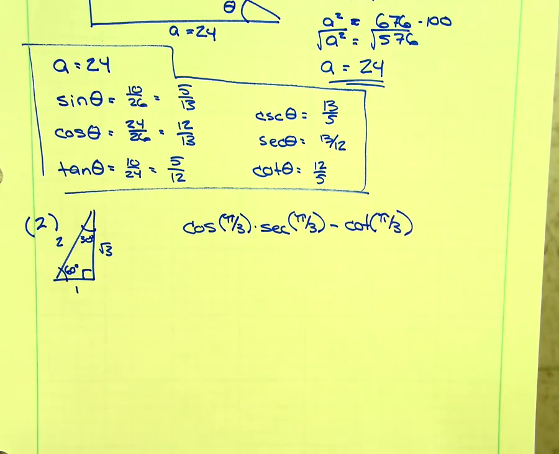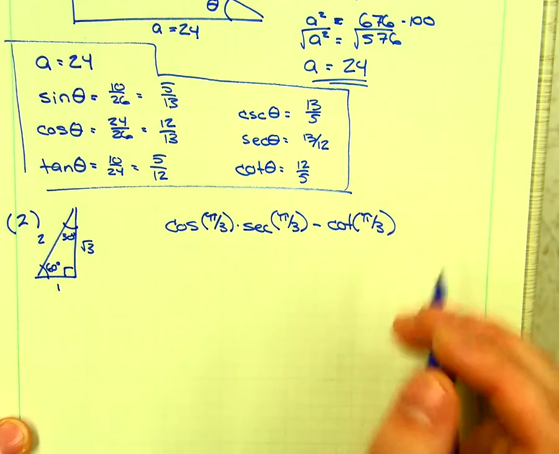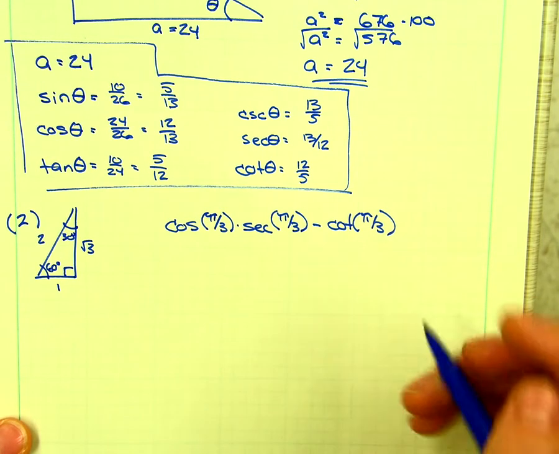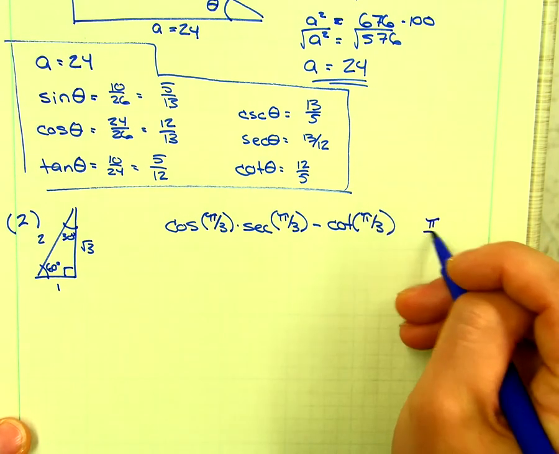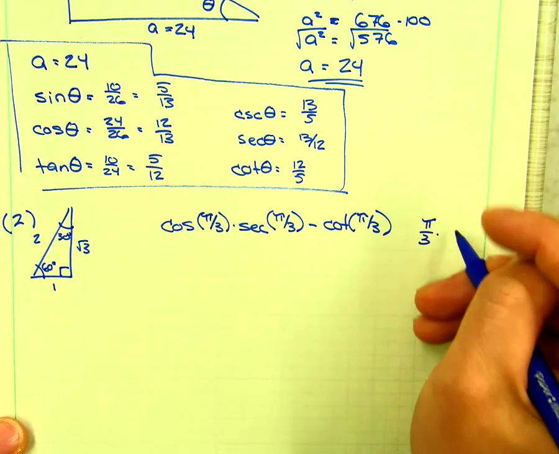Now this one, a lot of them that we've been doing have been giving us different angles. This one, we can see every single angle is pi over 3. This may not be as simple on the test. First thing I need to figure out is pi over 3, and we'll change this to degrees to make it a little bit easier on me.